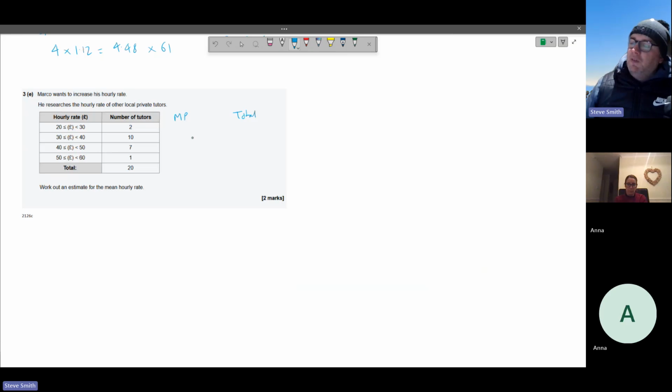So for me, if I'm working this out on my pad of paper and then putting it into my box, I'm doing that. I'm going 20 and 30 divided by 2, so that equals 25. I'm putting 25 in my working out box on my computer, times by 2, and I'm going to put it's 50. And I'm going to put here 30 to 40. I can see that the midpoint's going to be 35. So I'm going to put 35 times 10 equals 350.